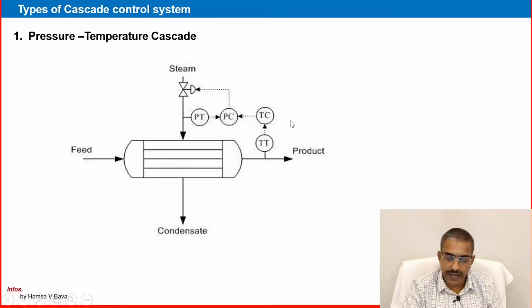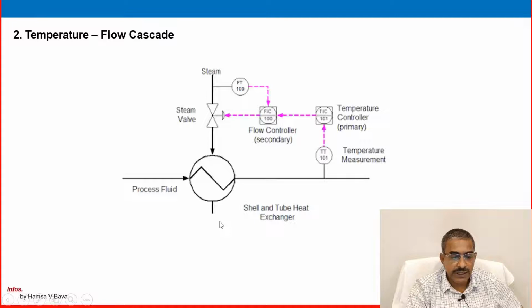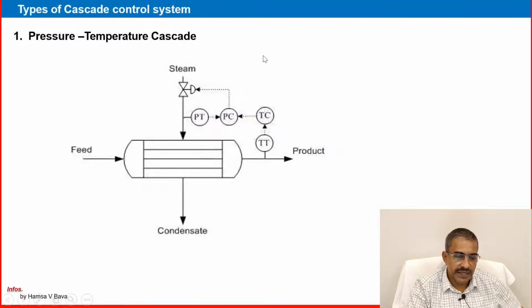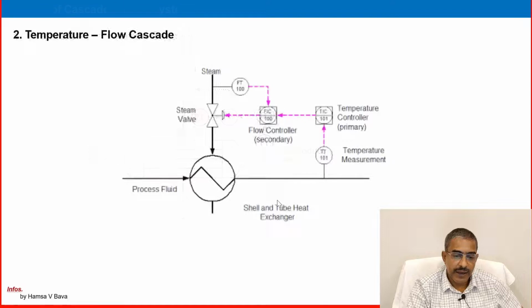Temperature pressure cascade is also used in heat exchangers, plus temperature flow cascade is also used. In the earlier example I showed temperature flow cascade also. See, the temperature transmitter and controller is the primary controller, then there is a flow indicator controller or flow controller. It is taking the flow transmitter reading as well. It is a secondary controller, on the steam valve. So pressure temperature cascading systems are widely used in heat exchangers, plus temperature flow cascade, which is the most widely used, for better and efficient heat transfer and heat transfer control.